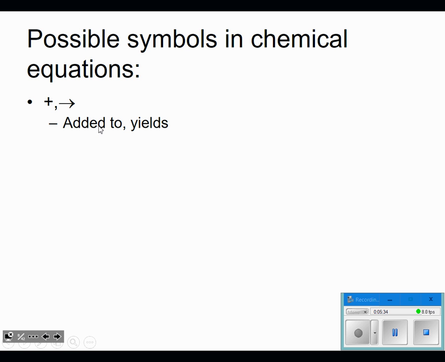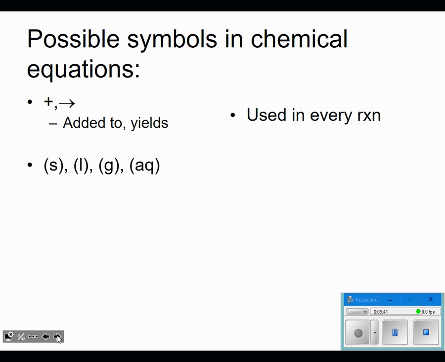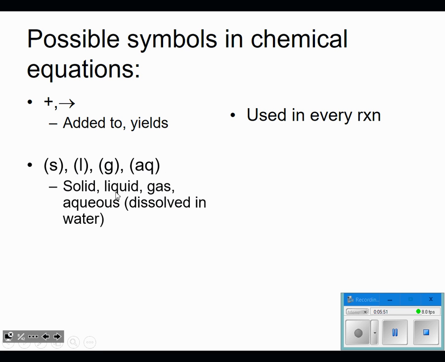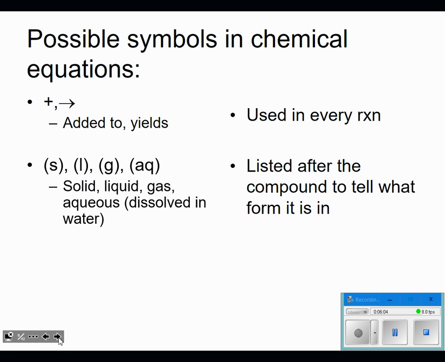So possible symbols that you're going to see in chemical equations would be the plus sign and the arrow sign. The plus sign just means is added to or they're mixed together, and the arrow means yields, and these are used in every reaction. And then you could have the S in parentheses, the L in parentheses, the G in parentheses, and the AQ in parentheses.